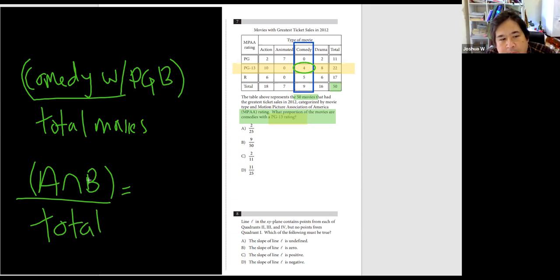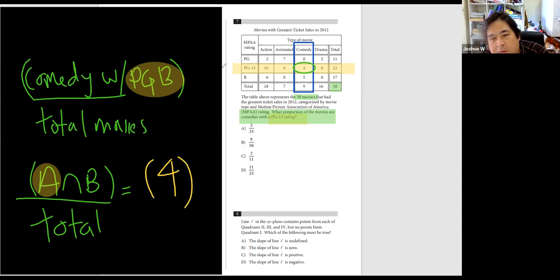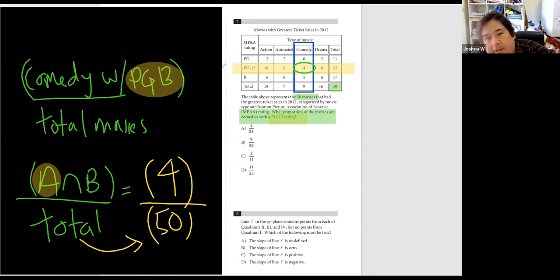PG-13 and the comedy, so 22 plus 9 equals 30. I heard you say 4, then I heard you say a different number for the total number of movies. No, the total movies is 50. Yeah, that's what I was looking for. And then the PG-13 plus the comedy, 31?